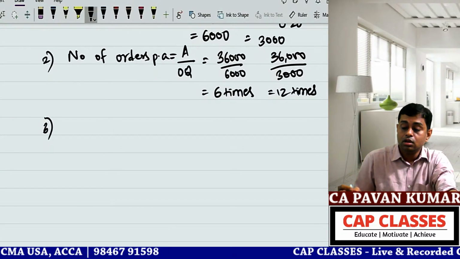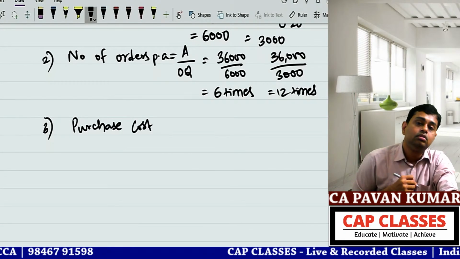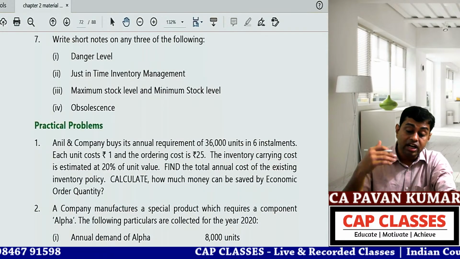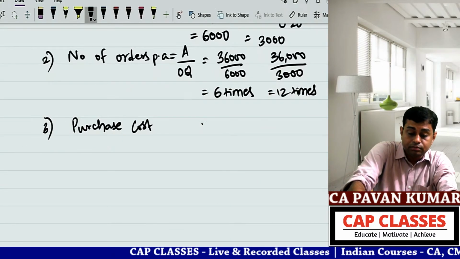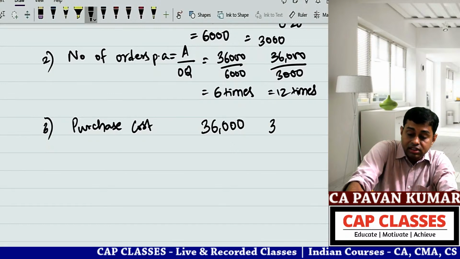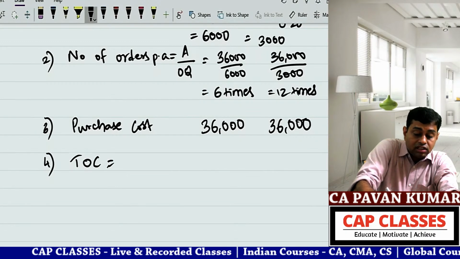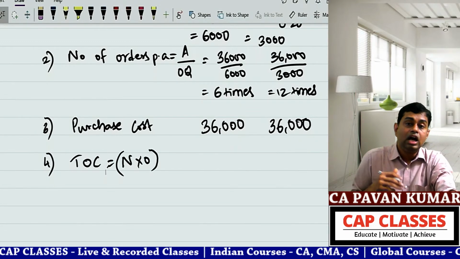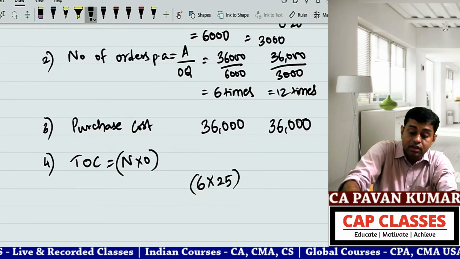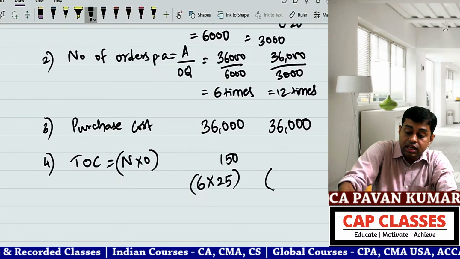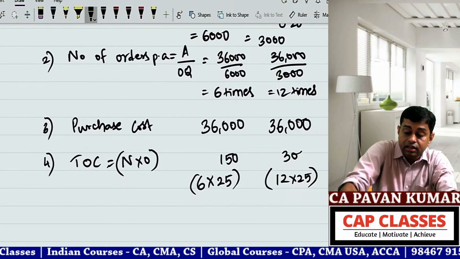3. What is 3? Purchase cost is equal to annual quantity into cost. What is annual quantity? 36,000. What is cost? 1 rupee. There are no discounts. So 36,000 into 1 is 36,000 rupees here, 36,000 rupees here. 4. Total ordering cost is equal to number of orders into ordering cost. How many number of orders here? 6 into 25, that is equal to 150. Here 12 into 25, it is 300.